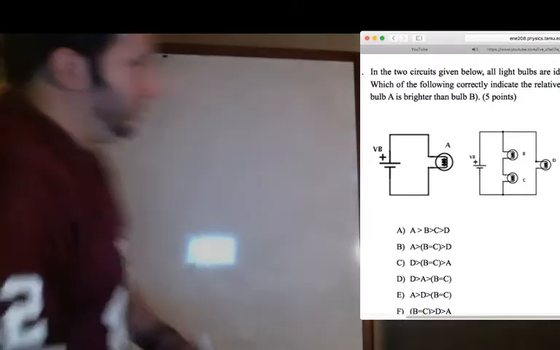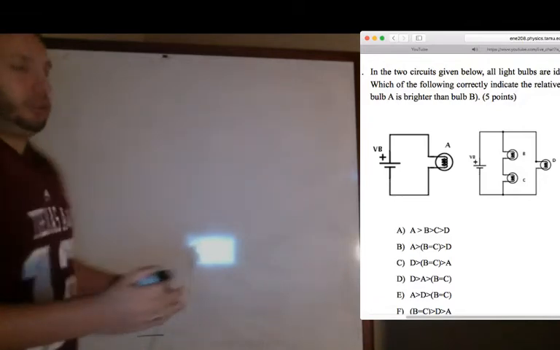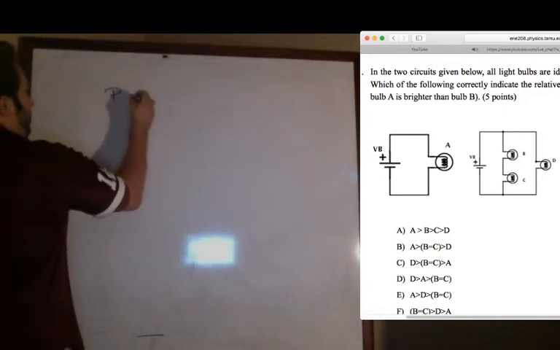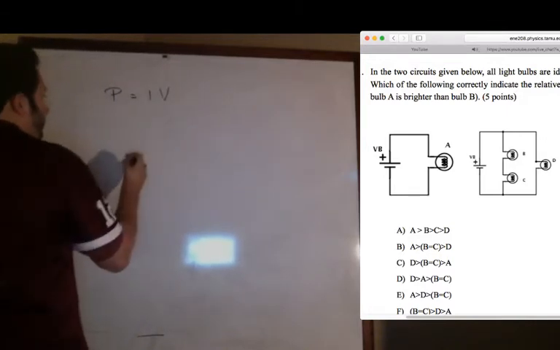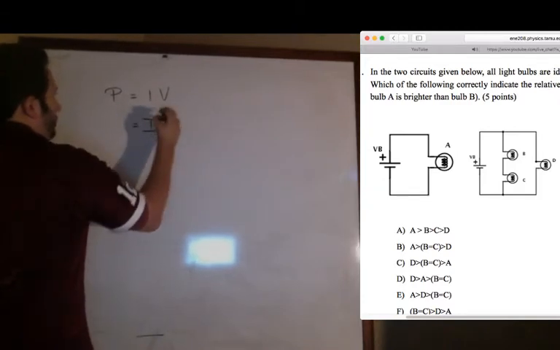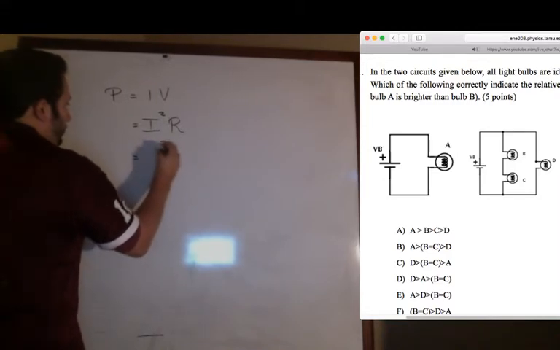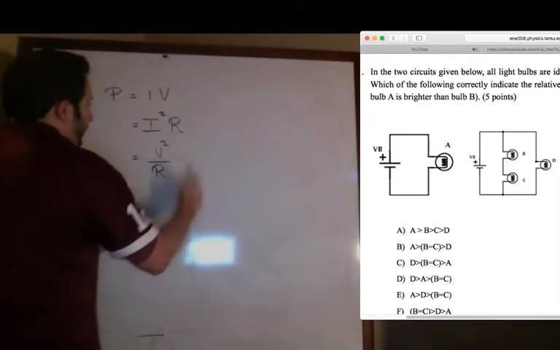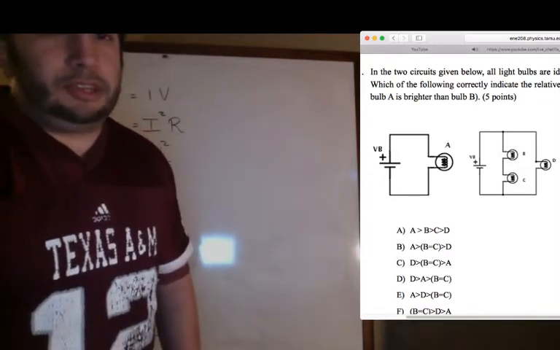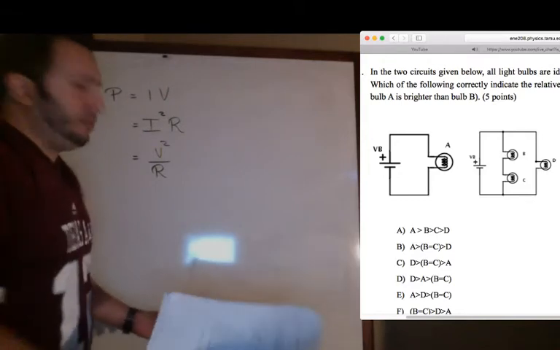Now, one thing you need to know about the brightness of bulbs is that it's directly proportional to your power. And there are three equations for power. Power is equal to I times V, it's also equal to I squared times R, and it's also equal to V squared over R. Looking at these circuits, I'm going to try to see which of these would have the similar example.